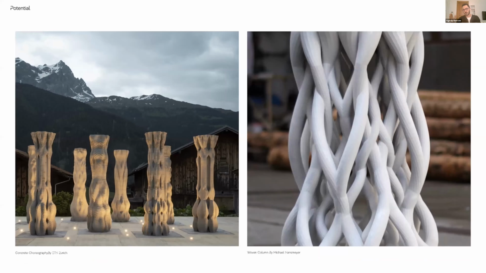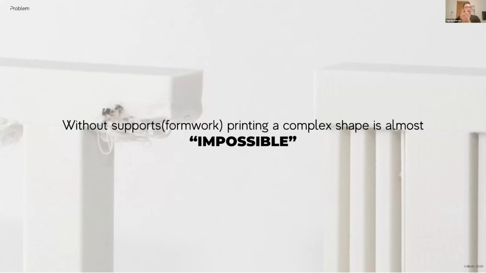Here, you can see the potential on the right-hand side of the frame: the design from Michael Hansmeyer, which represents the full potential of additive manufacturing. On the left-hand side, we can see the columns from ETH. I can see the difference between the two, and I asked myself: why is this happening? Why can't we take full advantage of additive manufacturing in the construction industry when we start 3D printing at large scale? And the answer is that without supports, it's not possible to 3D print complex shapes, because supports are necessary.